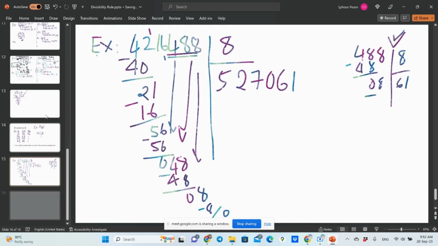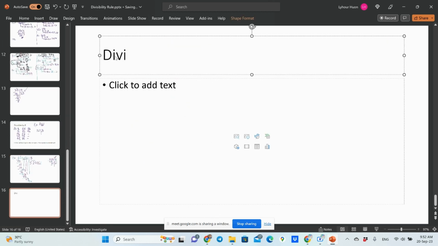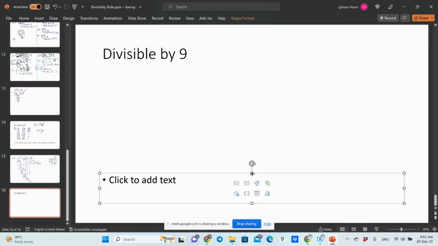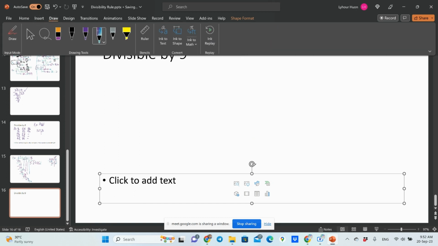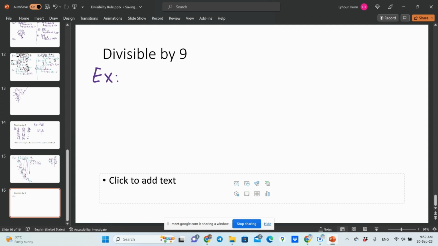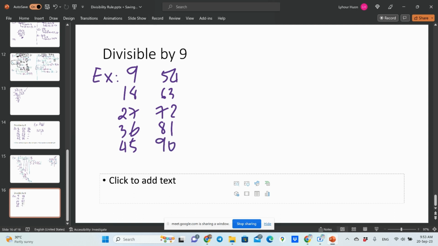All right. So last one, divisible by 9. What numbers are divisible by 9? 9, 18, 27, 36, 45, 54, 63, 72, 81, 90, 99. It's continuous.